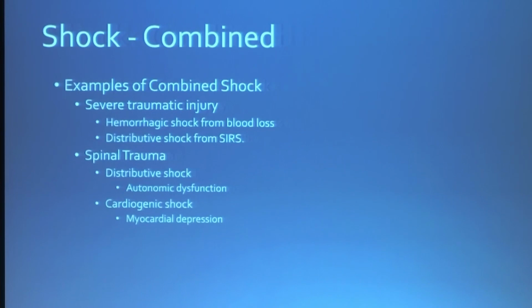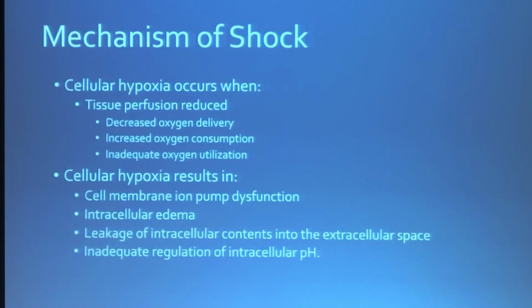Severe traumatic injury: hemorrhagic shock from blood loss, distributive shock from SIRS, spinal trauma, distributive shock from autonomic dysfunction, you get peripheral vasodilatation again, and cardiogenic shock from myocardial depression. All right. We'll revisit a lot of this again too, so you don't have to frantically write it down. Okay.